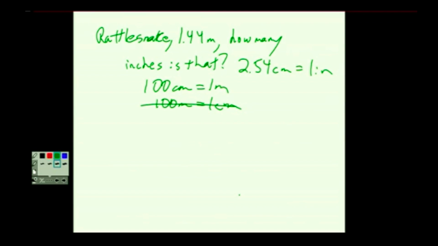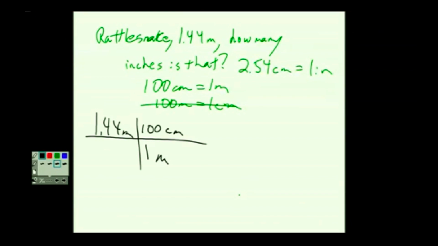Because now we're going to do 1.44 meters. And we know that 1 meter is 100 centimeters. Fair enough? What did I just do? I just changed meters into centimeters, and now my units went from being meters to being centimeters.